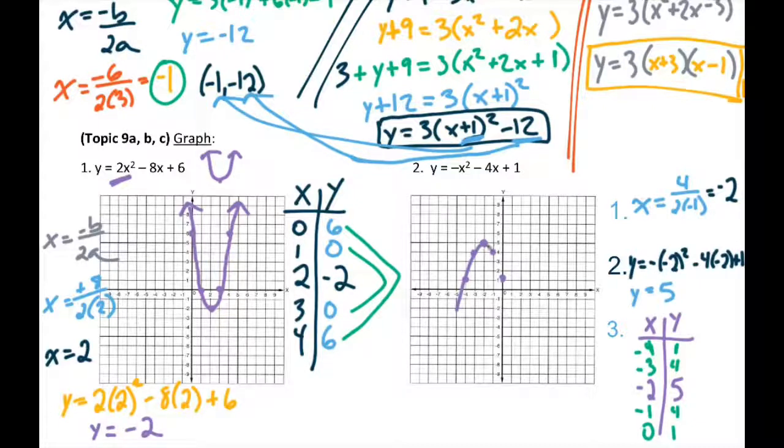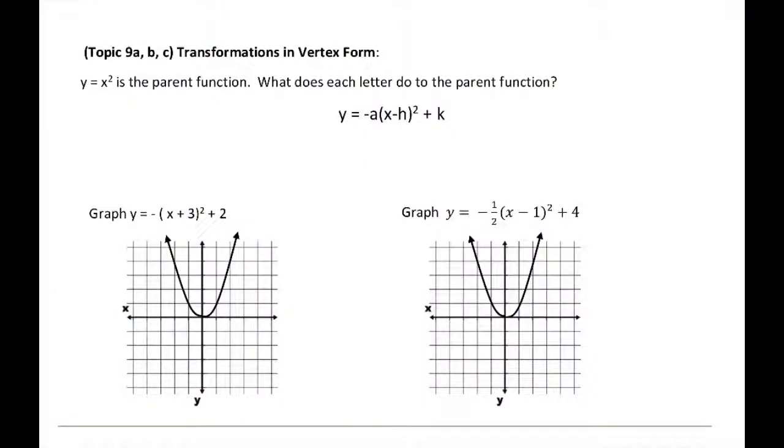So this is what my parabola looks like. Upside down. And we've got this table of values here. The vertex at negative 2, 5. Now on to the back.